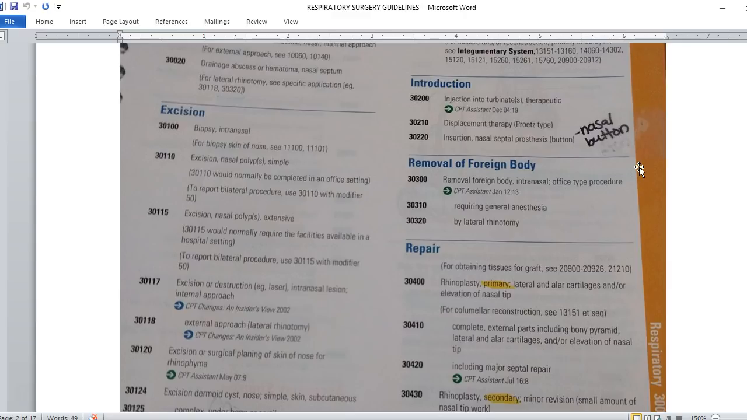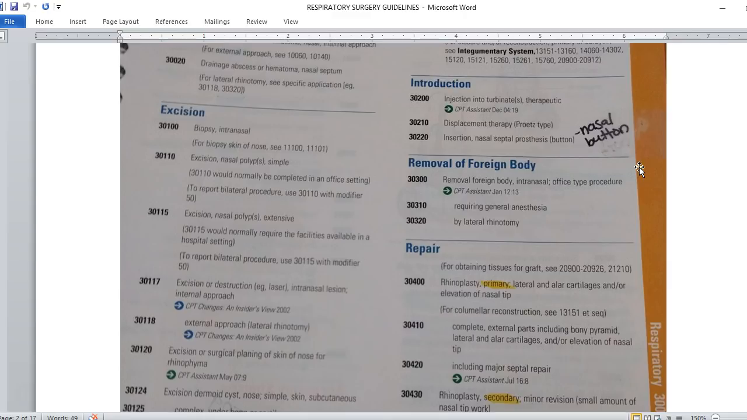Now, when we get to removal of foreign body here, we have a couple different types. So we have 30300, removal of foreign body intranasal office type procedure. And then the indented codes are requiring general anesthesia or bilateral rhinotomy. So if little Billy sticks a Lego up his nose and the doctor can go in with a pair of forceps or tweezers and pull it out, that's 30300.